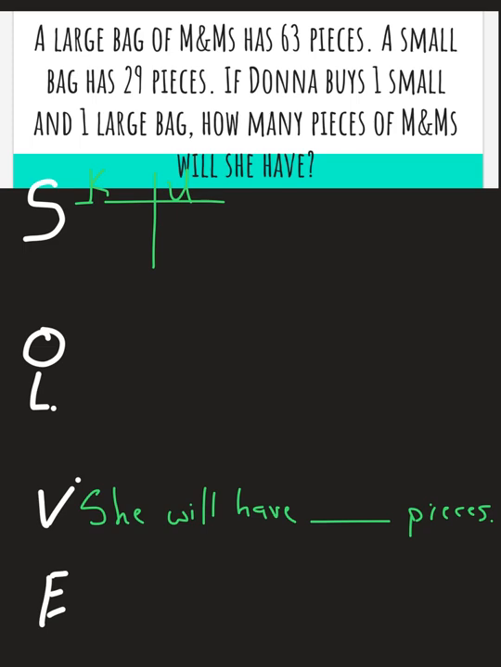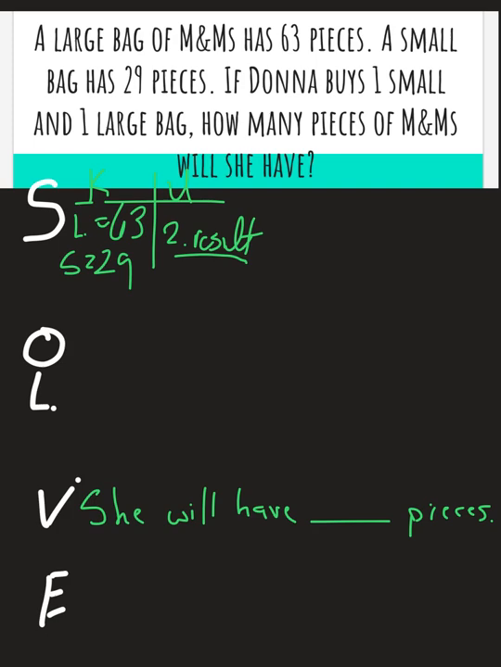Okay, so if you're going to study the problem, what do we know? We know that the large bag has 63. We know the small bag has 29. We don't know the result. We don't know how many she'll have in the end. And just so you know, the result won't always be our unknown. We'll probably see that with problems coming up later in the week, if not next week.